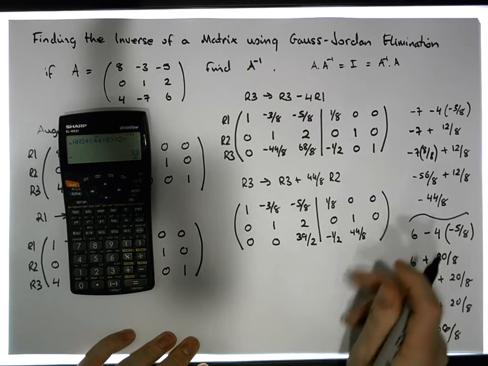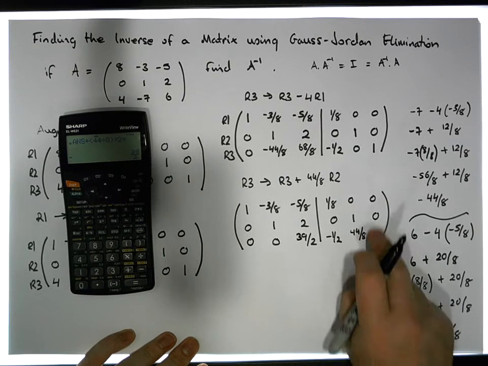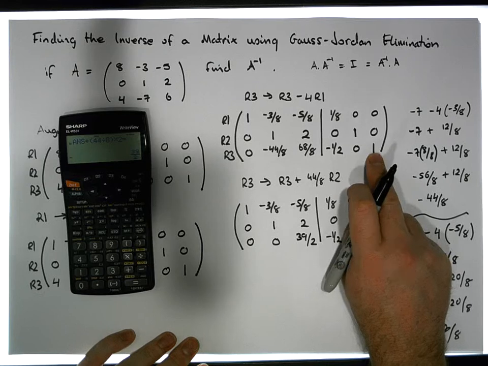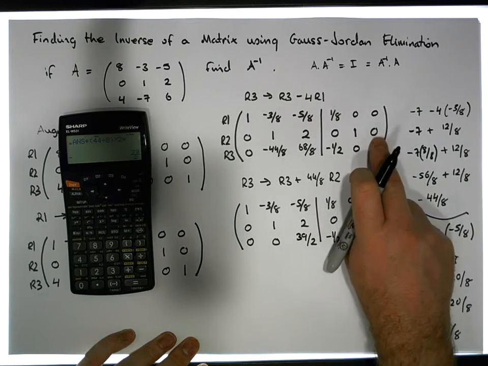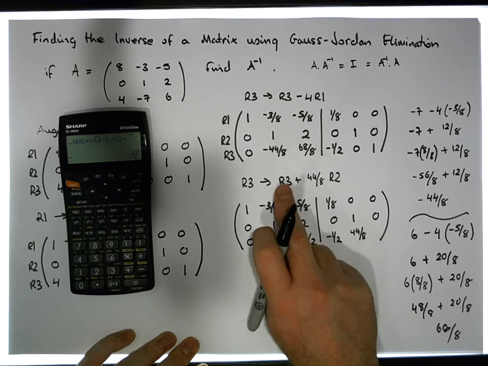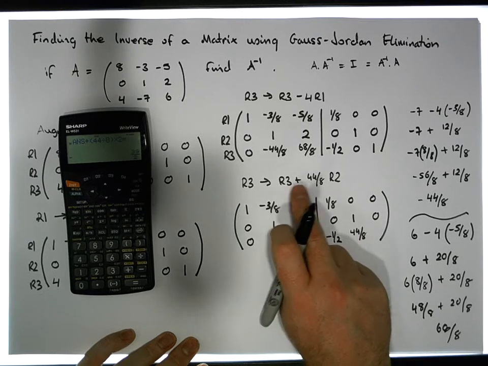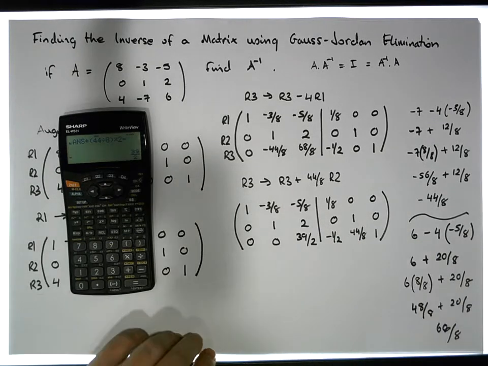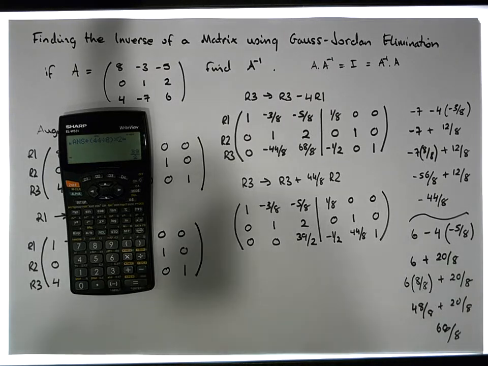And what goes in here is row 3's current value, plus 44/8 of row 2. Now row 2 is a 0 at this position, so it's 44/8 times 0 is 0, and row 3 is a 1. So it's 1 plus 0 gives us a 1. Okay, and we continue in this particular fashion.